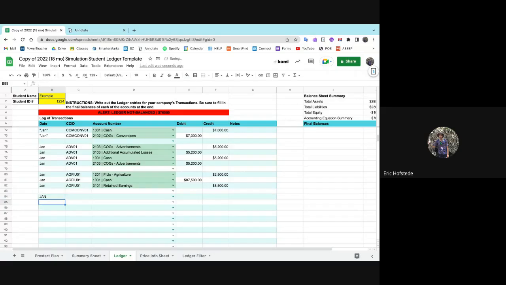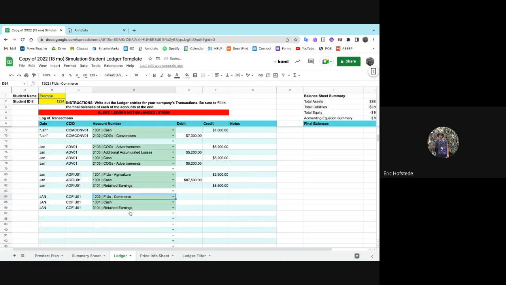January, commerce, FIUs, 01. Copy, and we're going to go 3 lines. And I'll just copy and paste all of this. And it's not agriculture, it's commerce. Ooh.